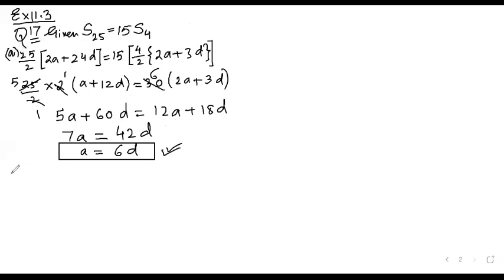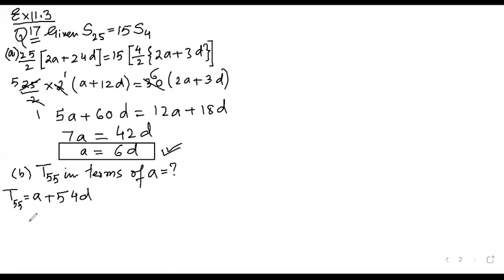Now part B is to find the 55th term in terms of a. We have to find T55 in terms of a. So T55 by Tn formula is a plus 55 minus 1 means 54d.